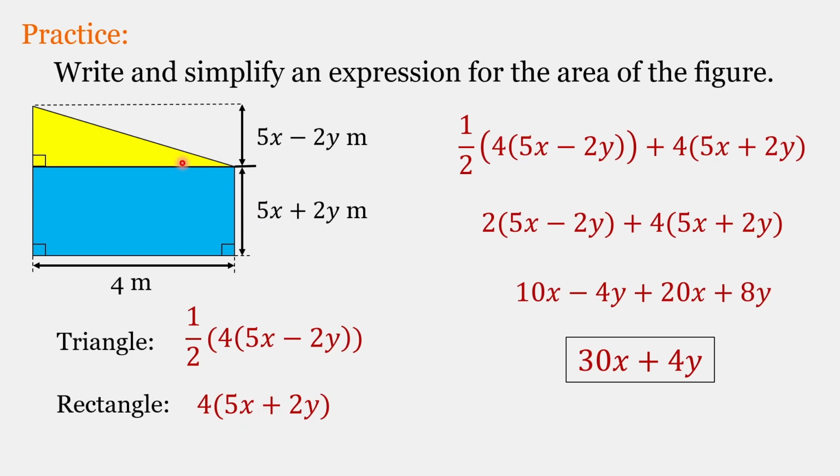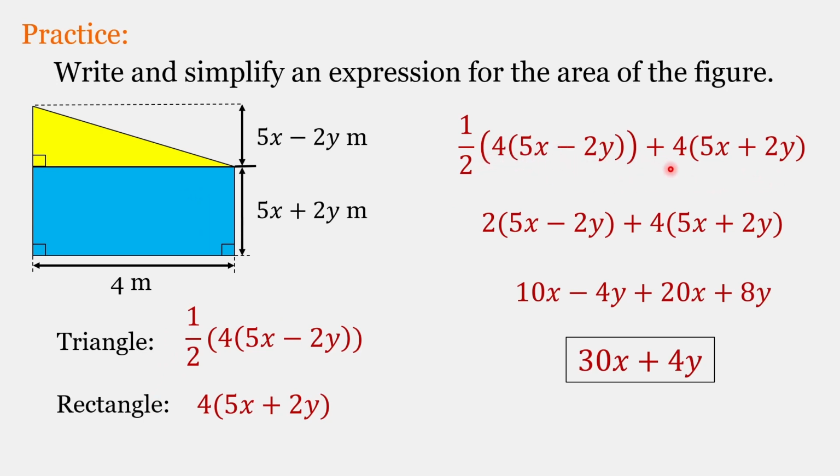With the triangle, the area of a triangle is 1/2 base times height. The base in this case is the same as that length of the rectangle. It'll be 4 because it extends the entire length of the rectangle. And then the height is 5x minus 2y. And then that whole quantity is multiplied by 1/2. So the area of the figure is going to be the rectangle plus the triangle. And that's what we have in this expression right here.